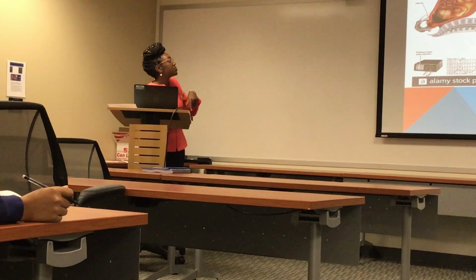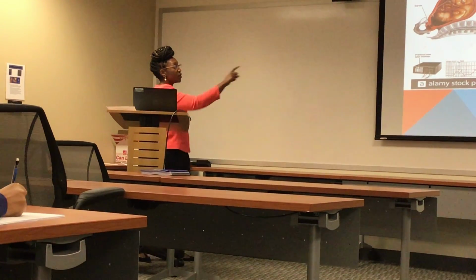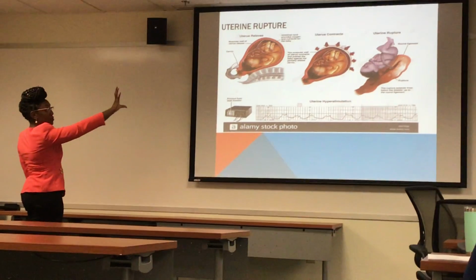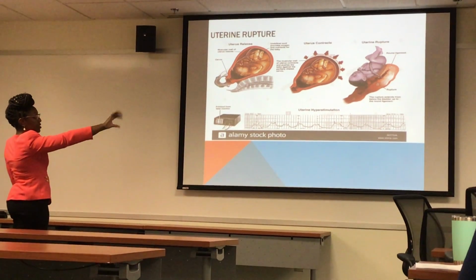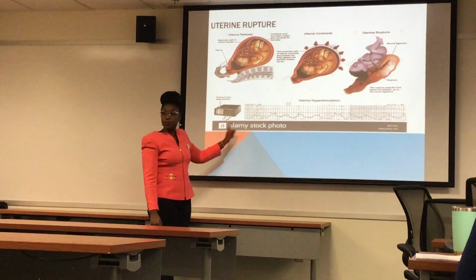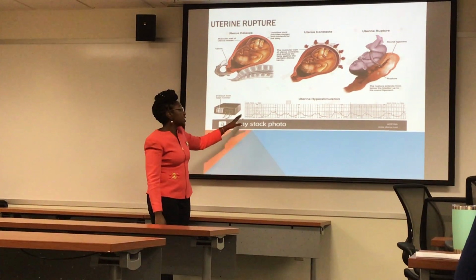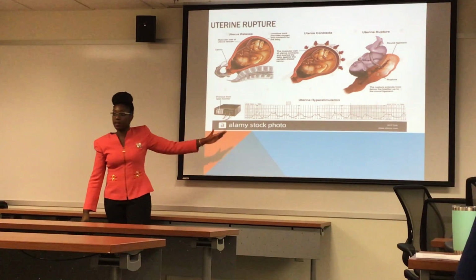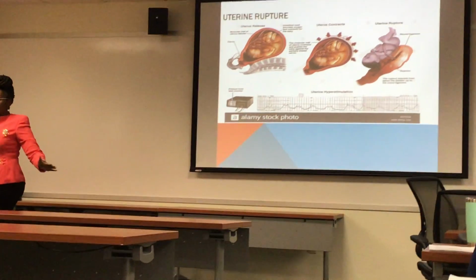So this is a picture of what it looks like when a uterus ruptures. Like I said, your baby's kind of floating around out there. And this is what your strip would look like. The bottom of your fetal monitor strip is where you see your contractions, and it's one contraction on top of another. It's not really letting up.